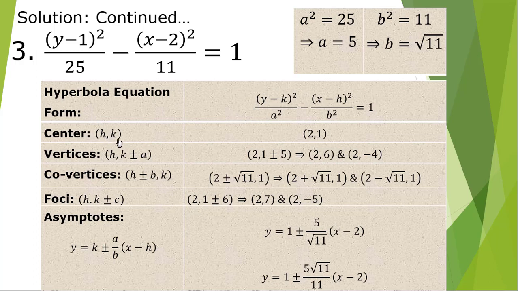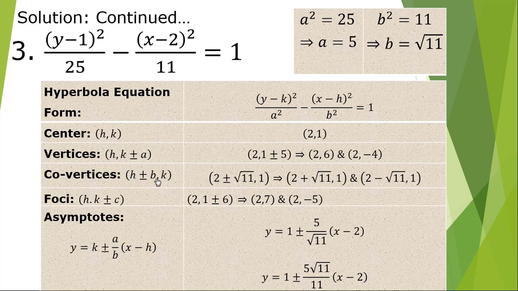And the center HK, we have H is 2 and K is 1. Okay, we have it here. That's the final answer for the center. And for the vertices, we have H and then K plus or minus A. So H is 2, and then K is 1, plus or minus our A, which is 5. Simplifying, copy 2, 1 plus 5 is 6, and copy 2 again, then 1 minus 5 is negative 4. So we have here the two coordinates of the vertices.